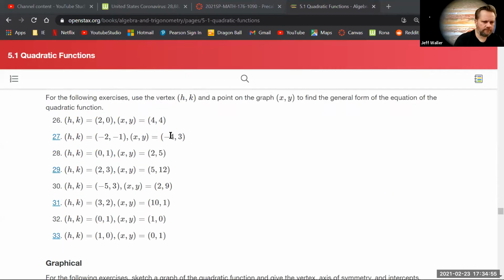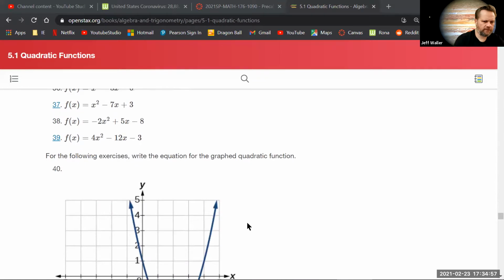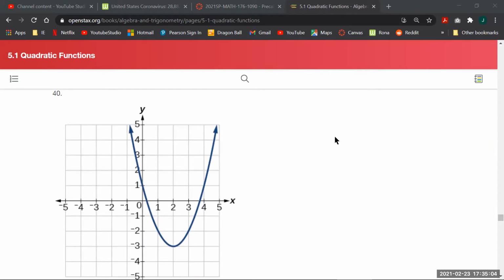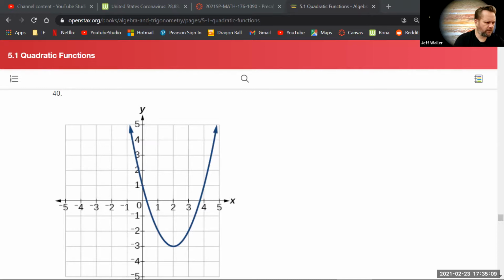It's exactly the same as these, because from this graph you could see the vertex and you could pick out a point, right? Yeah. Somebody was asking about the number of questions in the quiz. I can't remember right now.